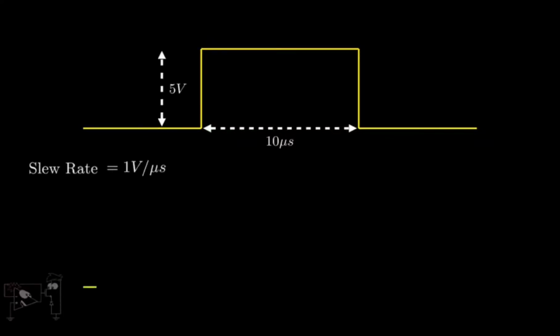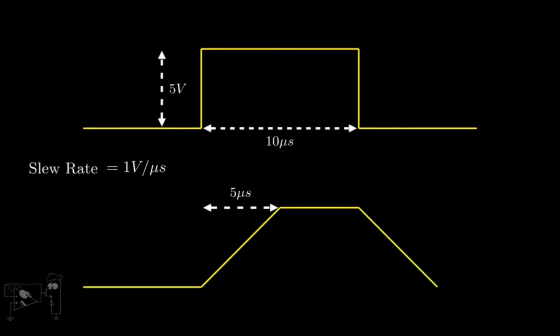Then the output will be a ramp. As the slew rate is 1 volt per microsecond, it will take 5 microseconds to reach 5 volts. After that, the output will stay constant at 5 volts until the negative edge of the input. After this, the voltage will fall at a rate of 1 volt per microsecond. Hence, it will take 5 microseconds to become 0 again.